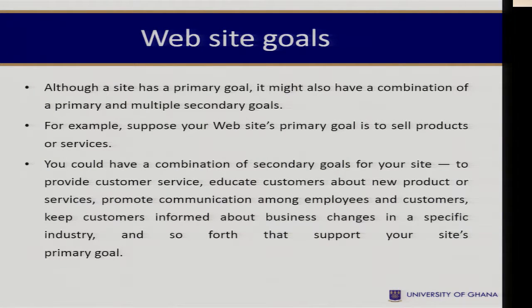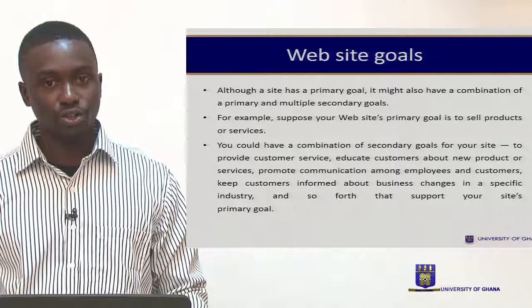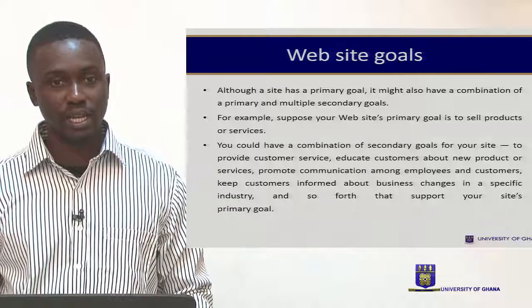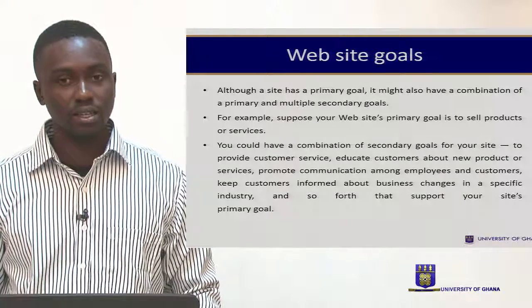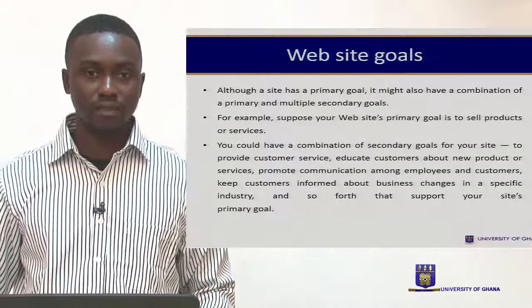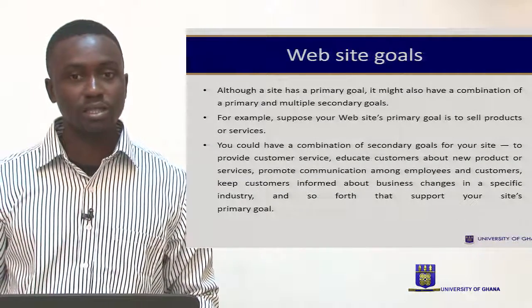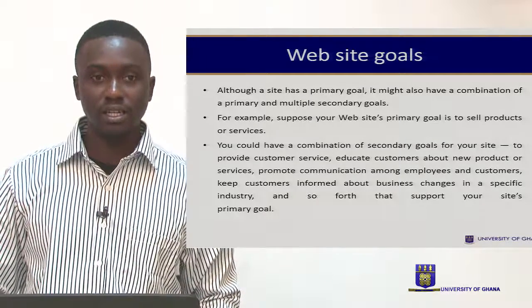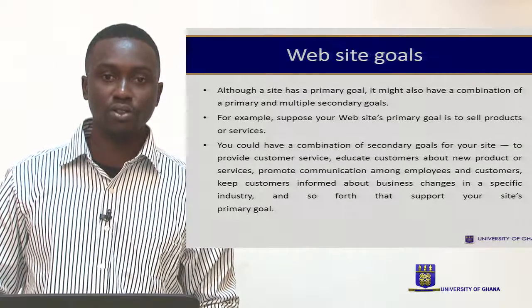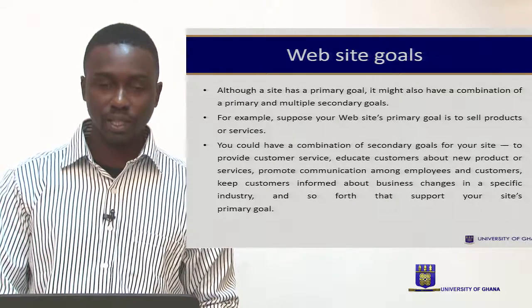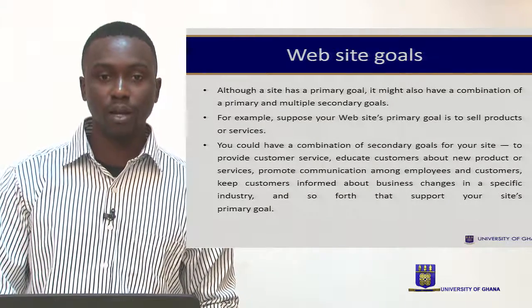Although a site has a primary goal, it might have a combination of primary and secondary goals. For example, suppose your website's primary goal is to sell products or services. You could have a combination of secondary goals for your site to provide customer service, educate customers about new products and services, promote communication among employees and customers, keep customers informed about business changes in a specific industry, and so forth. And these things will support the primary goal.